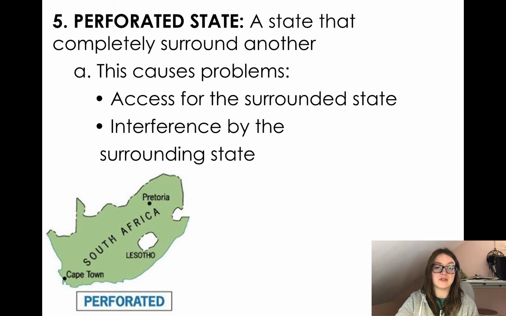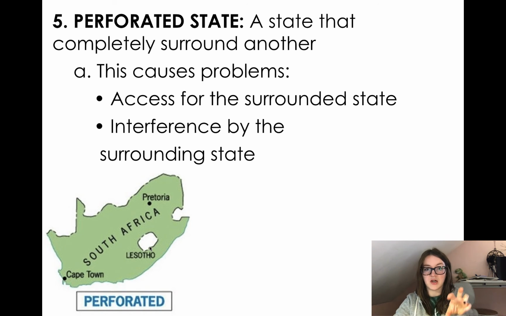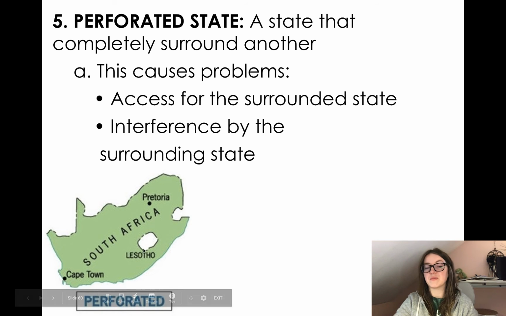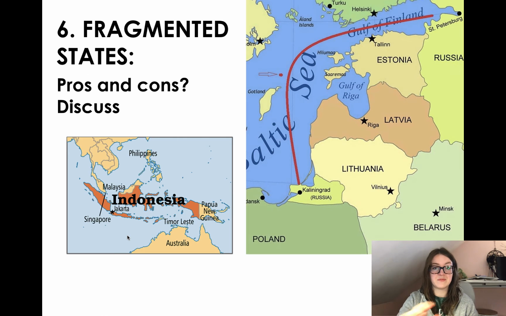If South Africa has beef with Lesotho, then that's really going to cause some problems for Lesotho, because now they can choke off any stuff. They can absolutely be interfered with by that surrounding state. So say that South Africa decides that they want to take this over, fairly easy for them to surround it militarily, or just in general to cause problems.